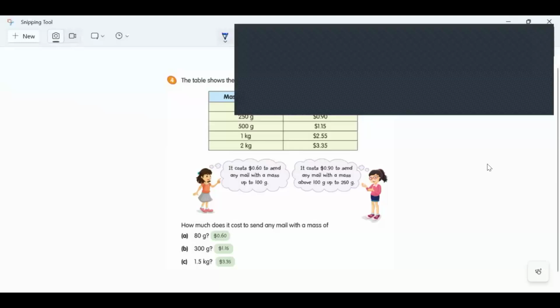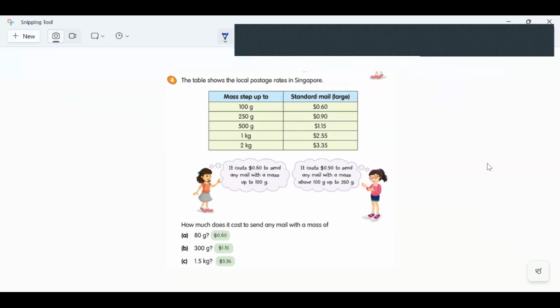So if you look at this, it says here, the table shows the local postage rate in Singapore. And then there's this keyword here, which you have to really pay attention to. It's called step up to. Then you realize that the price changes. It's a different price for a different mass that you're going to post. Nowadays a lot of people buy things from Shopee, right? Sometimes the delivery fee is a bit different. It depends on how heavy the thing you are buying is.